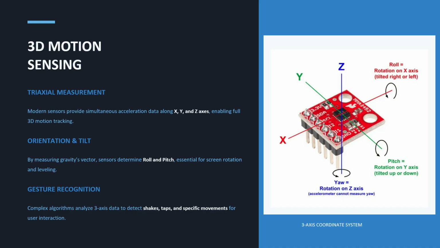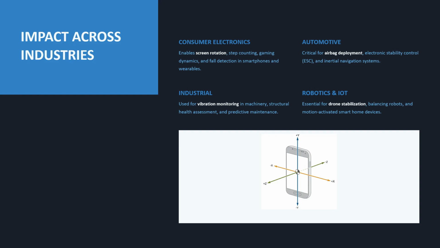For example, smartphones use accelerometers to automatically rotate the screen when the phone is turned. Gaming controllers use accelerometers to detect movement and gestures. Wearable fitness devices use accelerometers to count steps and monitor physical activity. Applications across industries. Accelerometers are used in a wide range of industries.